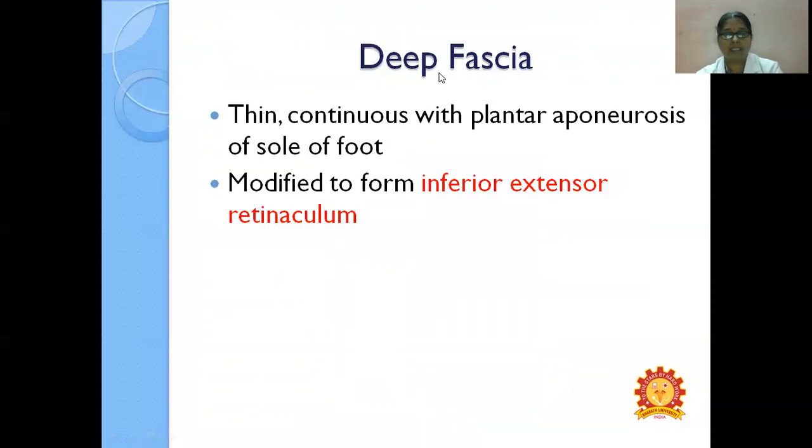Then we move on to the next layer of the dorsum of the foot, the deep fascia. This deep fascia here is very thin and is continuous with the plantar aponeurosis of the sole of the foot. It is modified to form the inferior extensor retinaculum. We have seen 2 retinacula now; 3 retinacula are there in and around the ankle. On the anterior aspect, it is the extensor retinaculum. We have superior and inferior, and the inferior extensor retinaculum is nothing but a modified deep fascia.